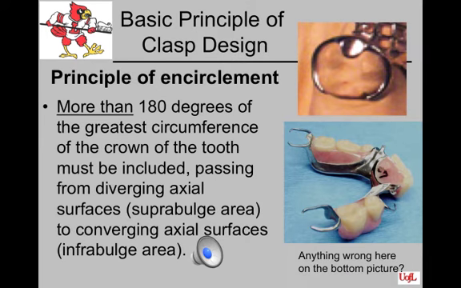When doing any of our clasping with a circumferential type clasp, we must remember the principle of encirclement. The clasp arms must encompass more than 180 degrees of the greatest circumference of the crown of the tooth, while passing from the superbulge area to the infrabulge area to that designated undercut. This prevents the tooth from escaping the clutches of our clasp assembly.